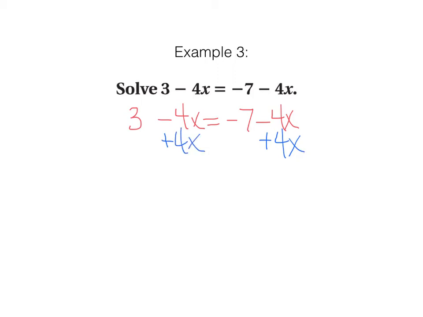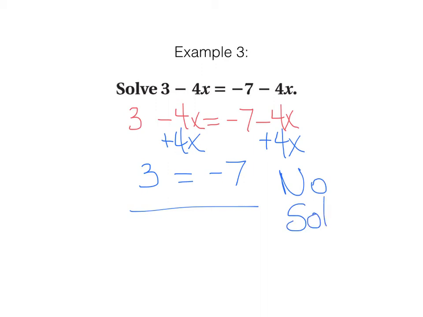So I'm going to add that to both sides. But when I bring my numbers down, I get 3 equals negative 7. I know that 3 cannot equal negative 7, so for this example, I would say that there is no solution. Please copy this sample, example 3, into your notes so that you know what it looks like when there is no solution.